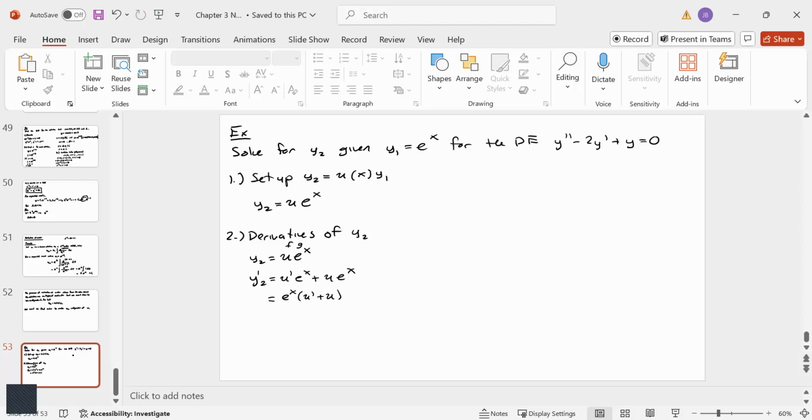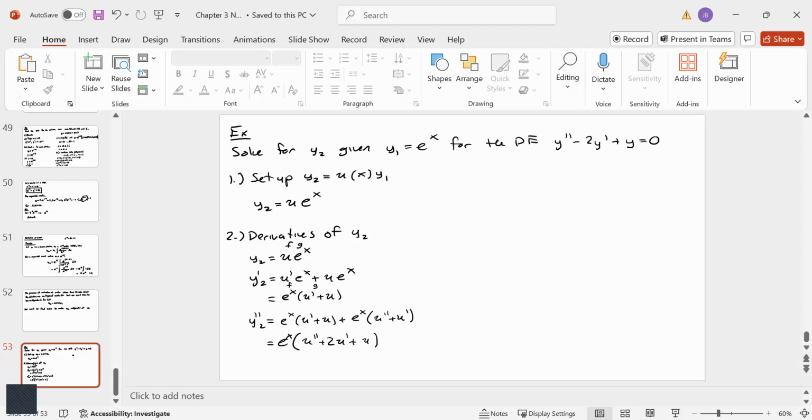Then we have to do one more derivative because we're going to end up plugging into that differential equation. So y double prime. And so f prime g plus f g prime, so u double prime plus u prime, right? So we take our derivatives, and through some foiling, and actually you don't have to foil, you could just factor out e to the x. And what you end up getting is u double prime plus 2u prime plus u. Nice little simplification. Not too bad.